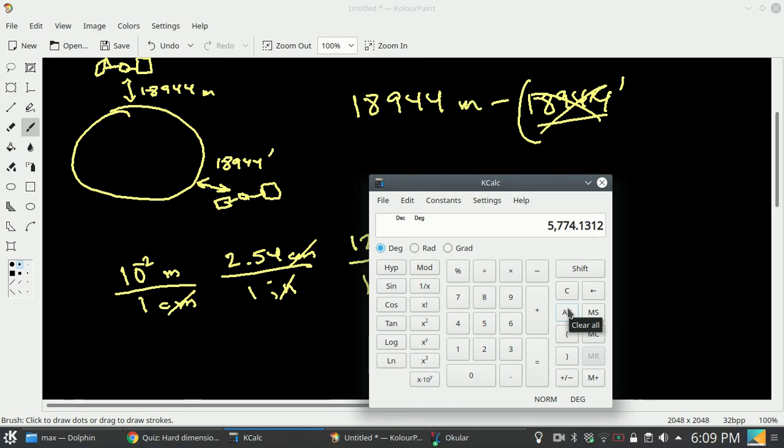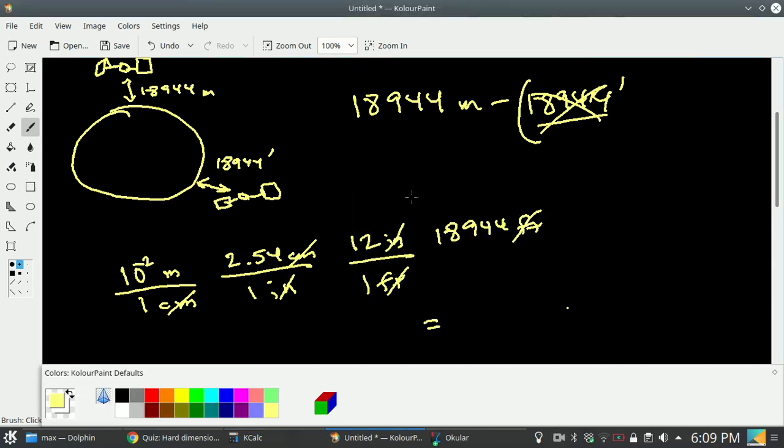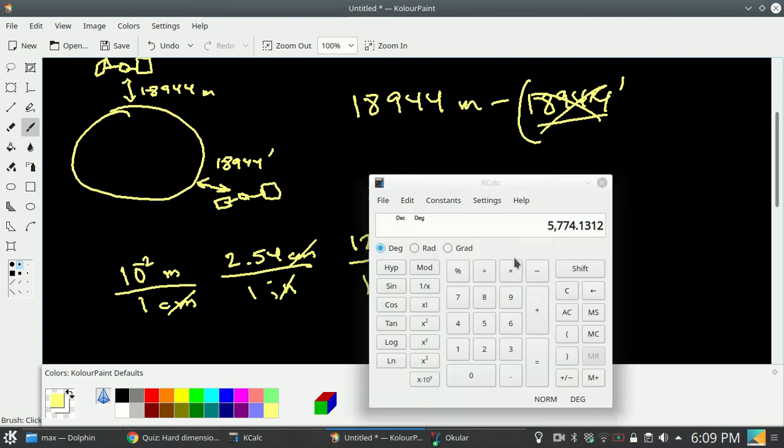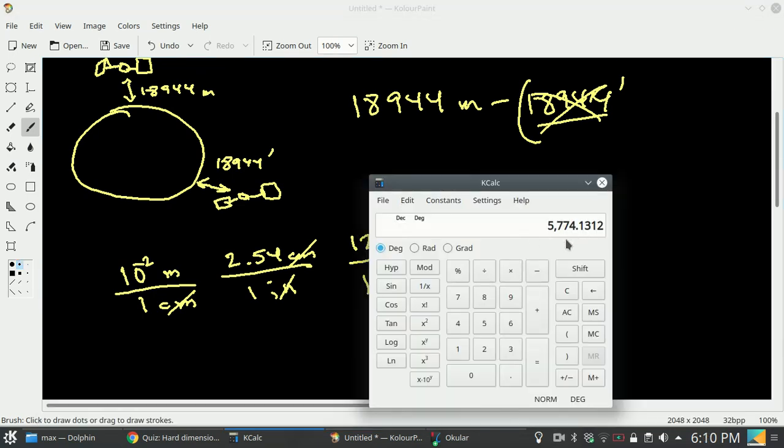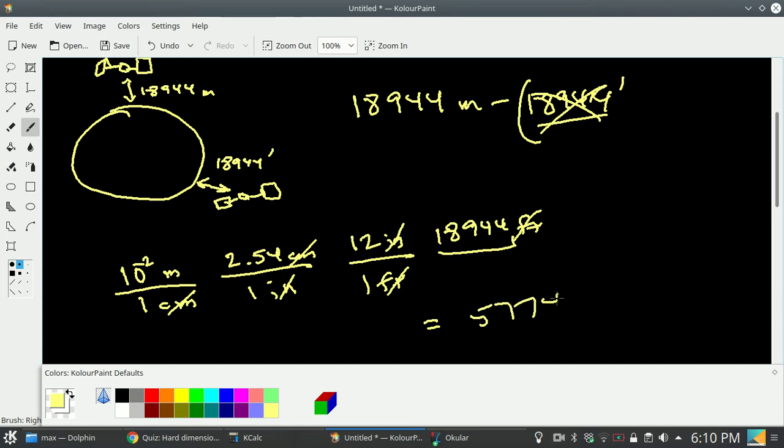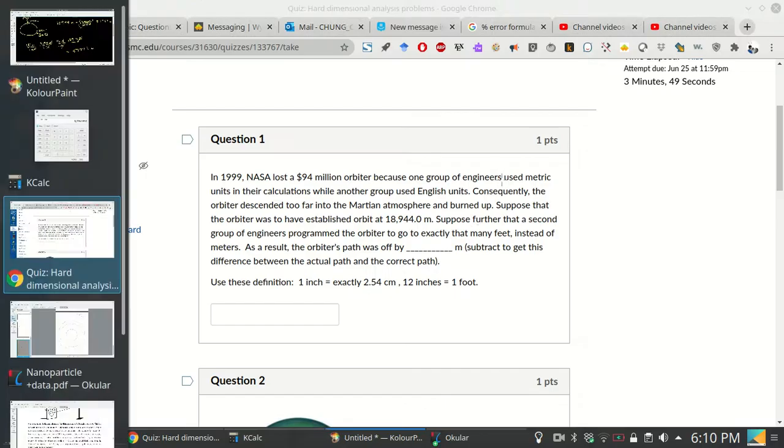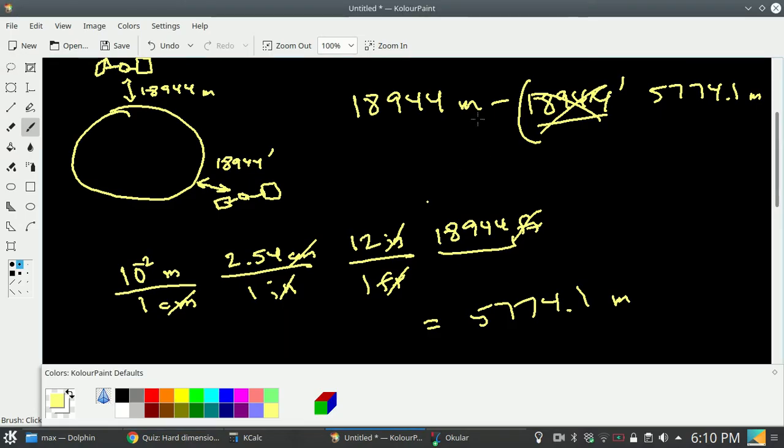Okay, that's 5774. But how many significant figures? Wow, that's a lot of significant figures. All these numbers are definitions. This is 5 significant figures. Oh, I need another figure. 5774.1. So it's 5774.1 meters. All right. So it's this many meters minus 5774.1 meters. Oh, was there a 0.0 at the end of this number? Yes, there was a 0.0.